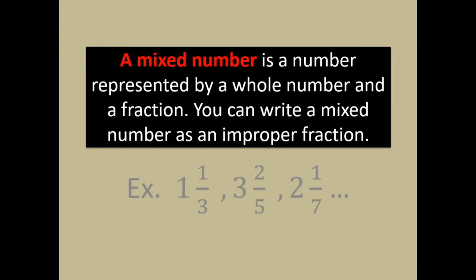For example, 1 1/3 is a mixed number because it consists of two parts. The first part is the whole number, which is 1, and 1/3 is the fraction here. So these are together called a mixed number. 3 2/5. The 3 is the whole number, 2/5 is a fraction, and together they are a mixed number. 2 1/7. This is also a mixed number. So the right part is the fraction and the left part here is the whole number. So together they are called a mixed number.